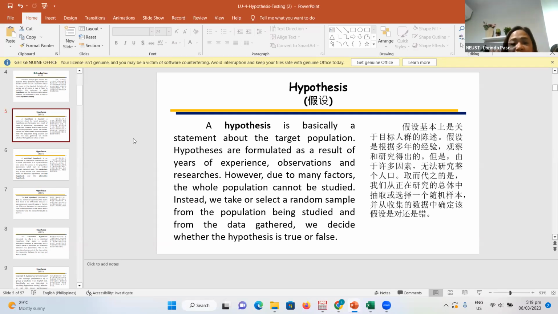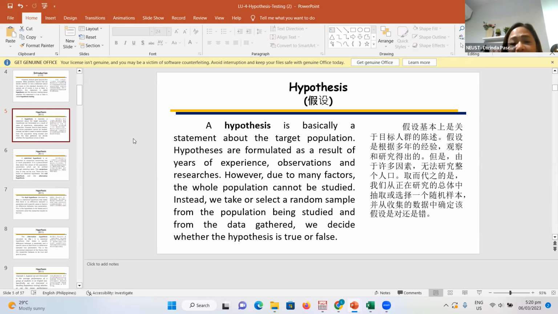So there are conditions, syempre, in determining the sample size, which can be a representative of the population, and we already discussed that. So due to these factors economically, in terms of money, time, and effort, yung whole population, it cannot be studied. So instead, we take or select a random sample from the population being studied, and from the data gathered, we decide whether the hypothesis is true or false.